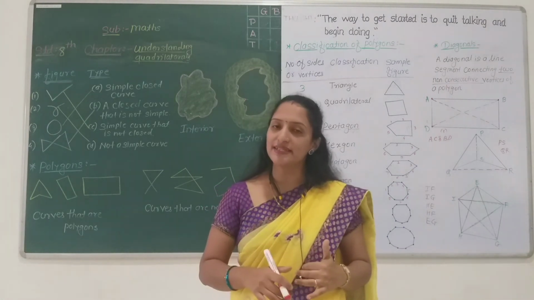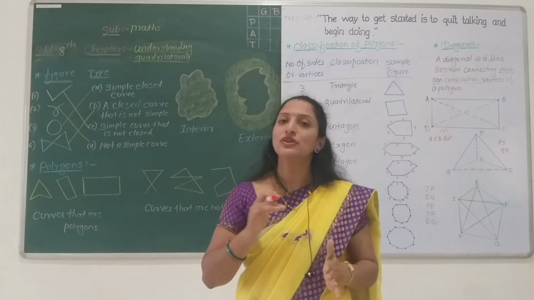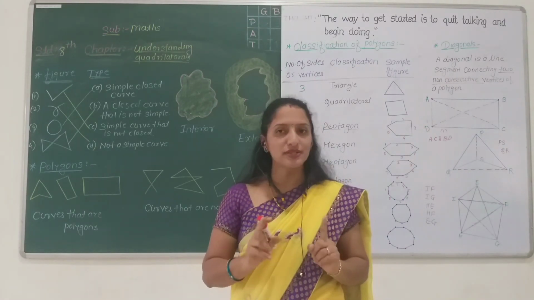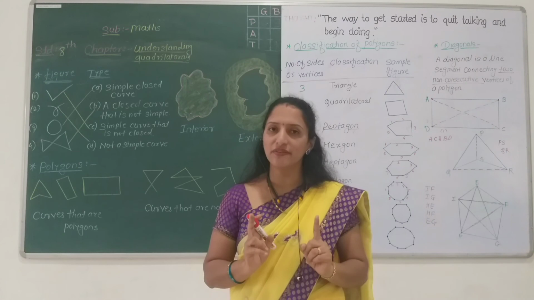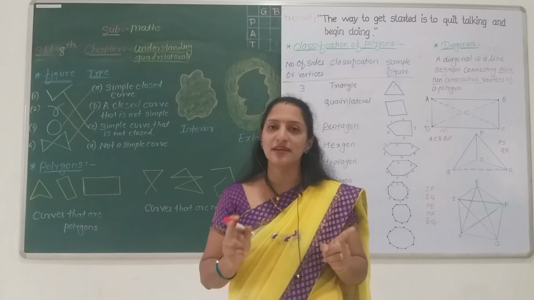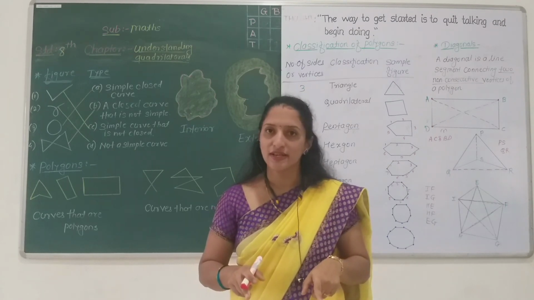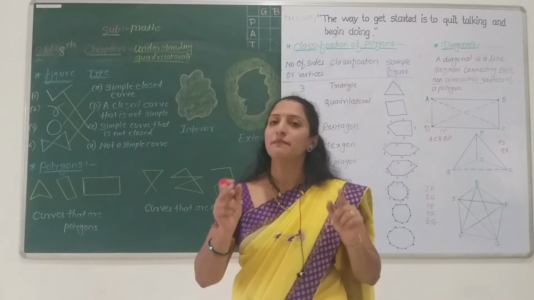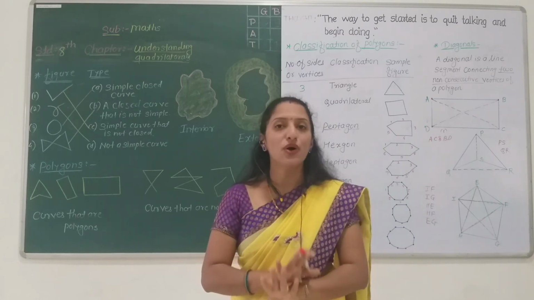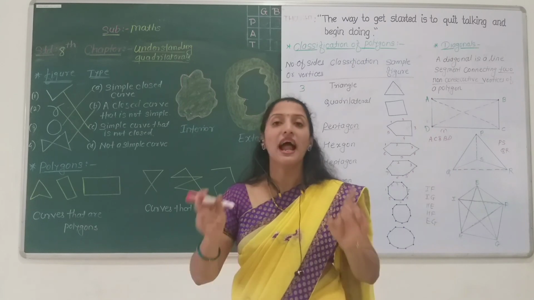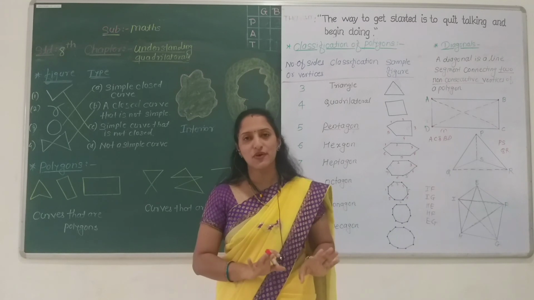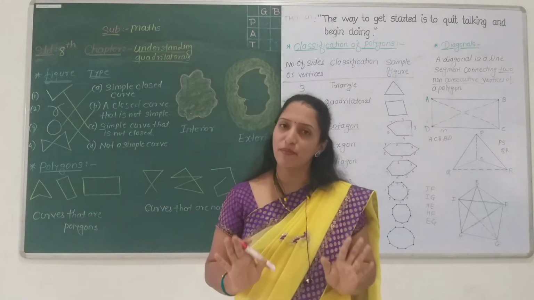What are diagonals? A diagonal is a line segment connecting two non-consecutive vertices. Do you remember non-consecutive vertices? How to find non-consecutive vertices? Non-consecutive vertices means there is no line segment between these two vertices. If there is no line segment between any pair of vertices, these vertices are called non-consecutive vertices. And a line segment joining non-consecutive vertices is called a diagonal of that polygon.